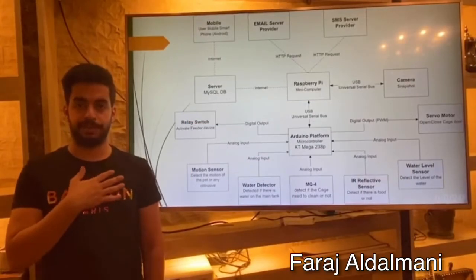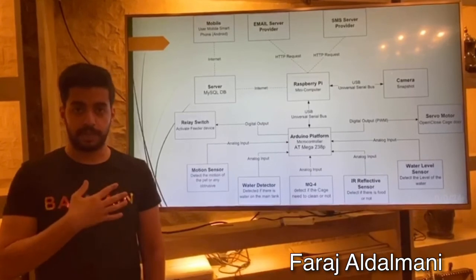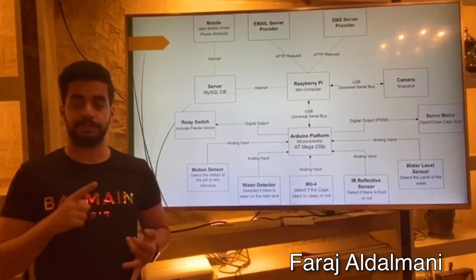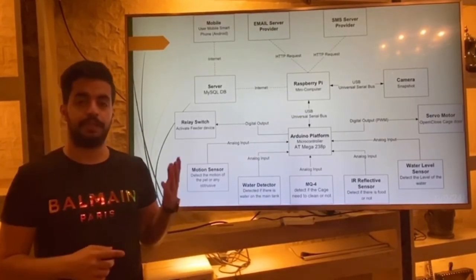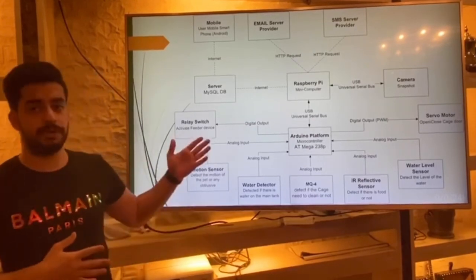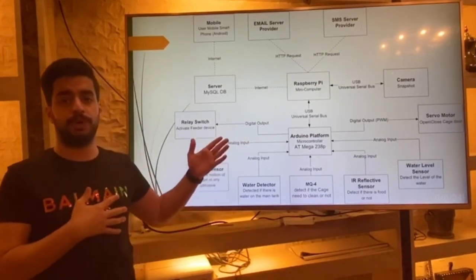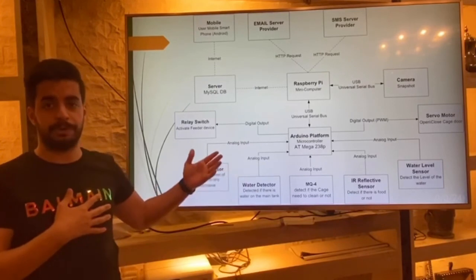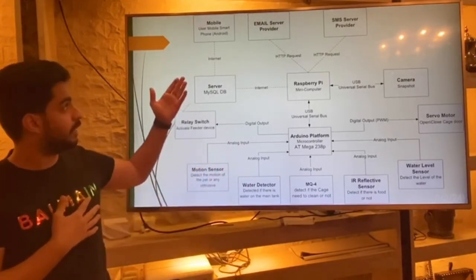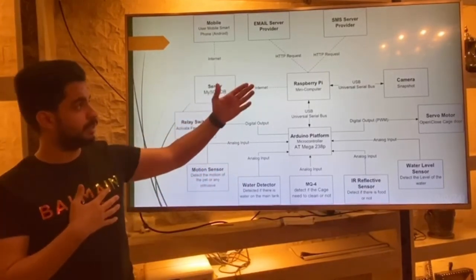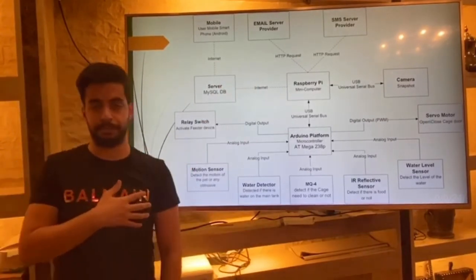Hello, my name is Faraz Dilmani. I'm a member of Team 12. I'm going to talk about the project circuit, the automatic pet feeder system, and the other deliverables. This is our project circuit diagram, showing all the components that we shall use in our project, such as mobile, email server provider, SMS server provider, and the Arduino platform.